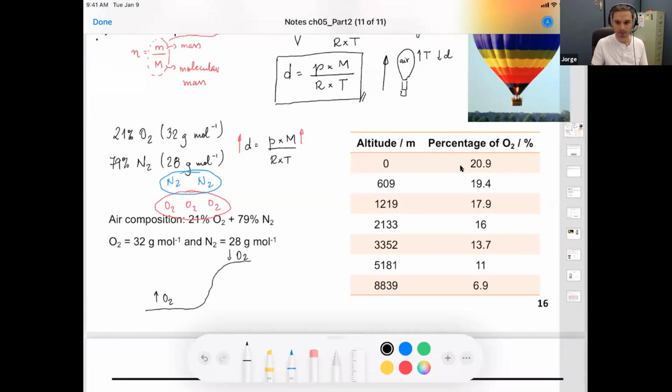17.9%. That means if you live at sea level and you go up the mountain, you will feel like you breathe harder because your body is not used to the low concentration of oxygen. So it takes some time to adapt to the low concentration of oxygen.